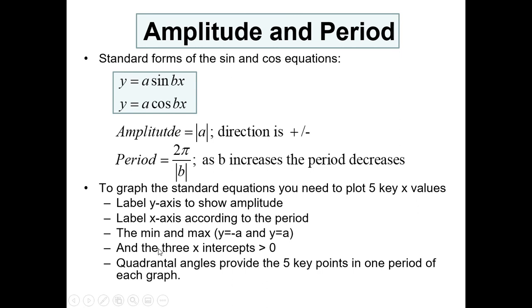All right, so the standard form, where A is the absolute value of the amplitude. If A is negative, it's going to be flipped across the x-axis. The period is 2 pi divided by the absolute value of b. As b increases, the period decreases. And you need those 5 key points that we saw to graph one period, and once you have one period, you have the entire graph. So you might need to come back and look at this slide to remember how to graph these. Go back and look at your notes.